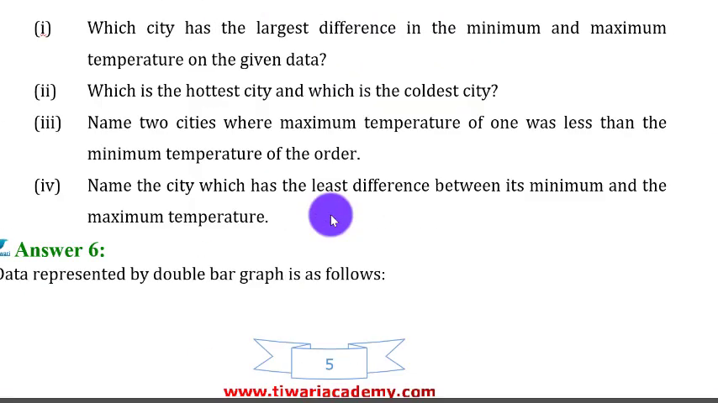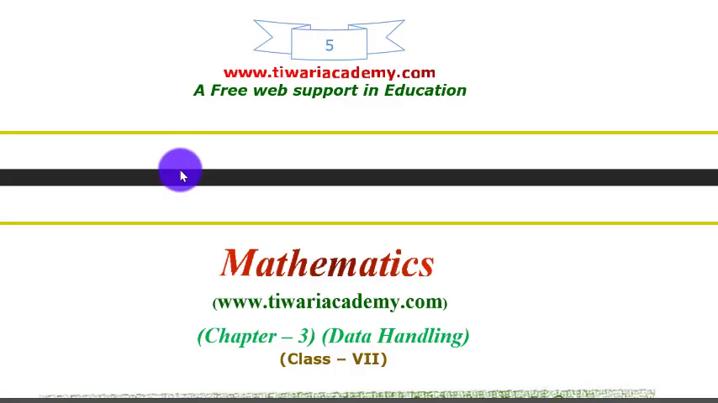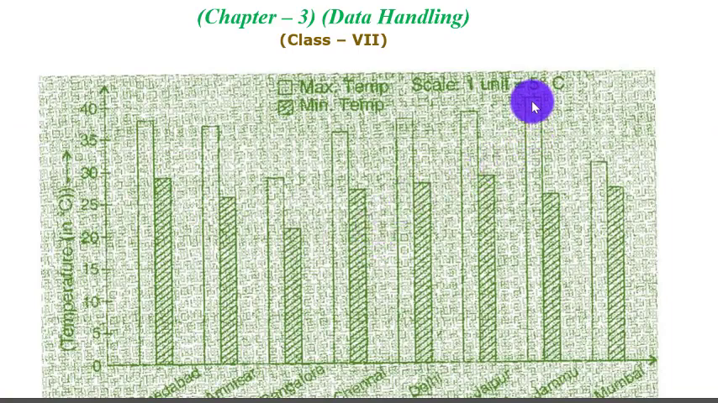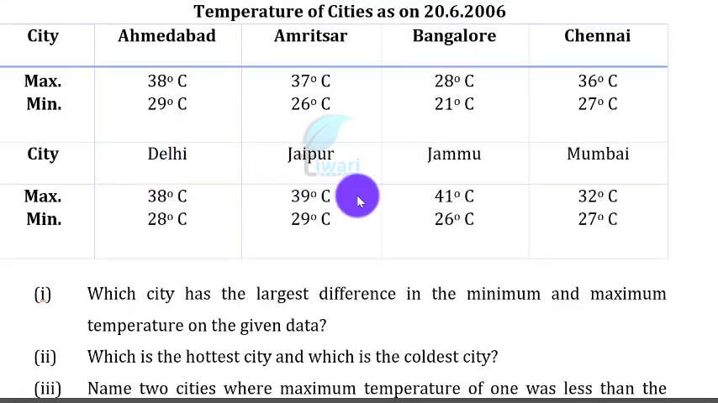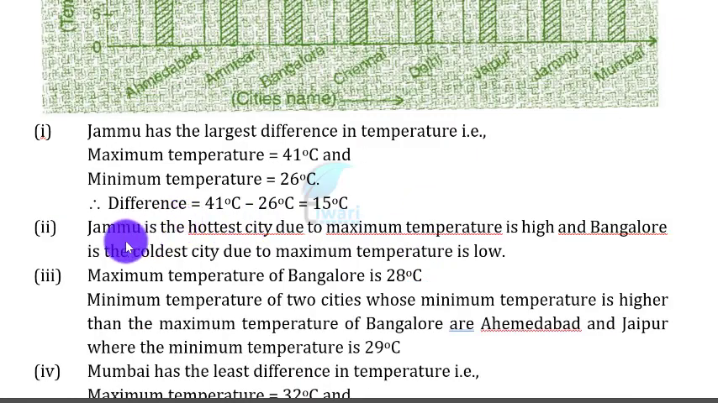Next we can move to the second question. Which is the hottest city and which is the coldest city? So here, by seeing the temperature, Jammu is the hottest city and the coldest city is Bengaluru, which is given around 21 degrees Celsius. So you can go through this chart here. So Bengaluru is given 21 degrees Celsius, which is the coldest, and the hottest is Jammu at 41 degrees Celsius. So you can write this in the solution. Jammu is the hottest city due to the maximum temperature being high, and Bengaluru is the coldest city due to the maximum temperature being low.